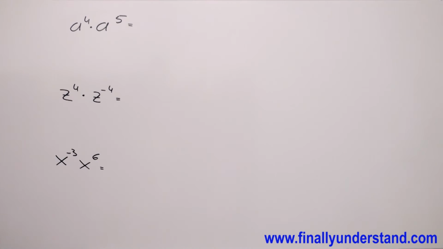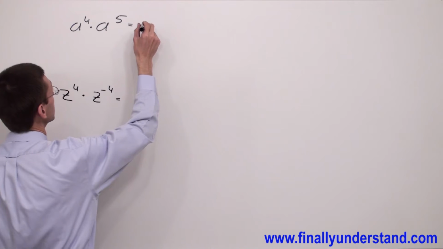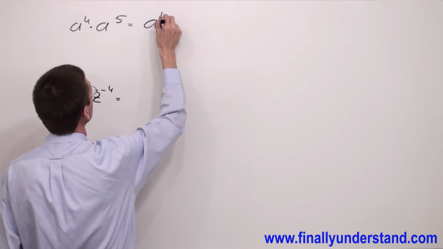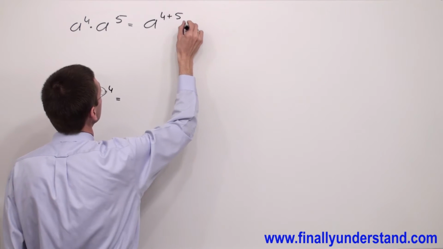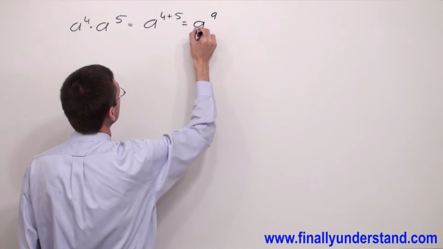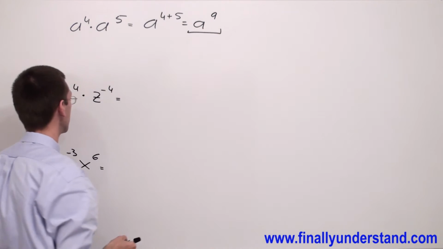Anytime you multiply two variables with the same base, you're supposed to keep the base and add exponents. In this case, I'm going to keep the base a and add exponents 4 plus 5, which is equal to a to the 9th power. This is the solution to the first problem.